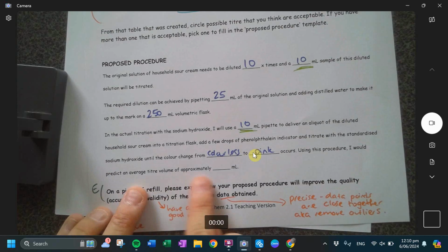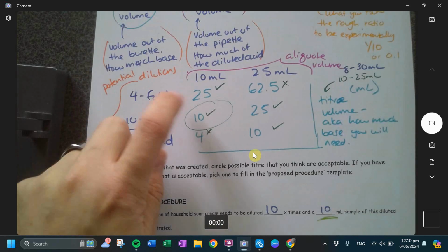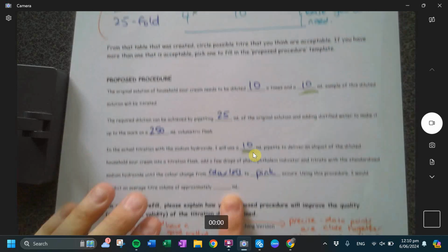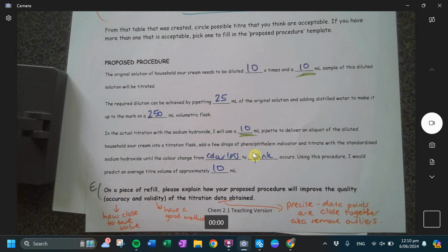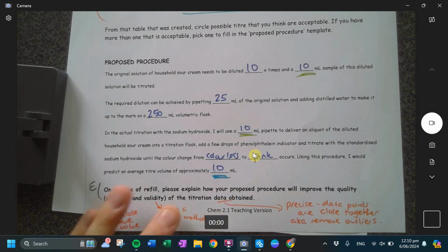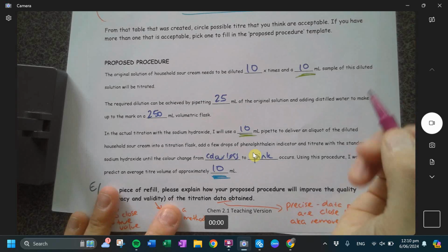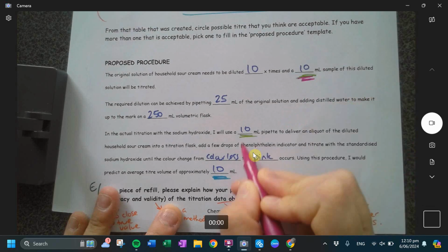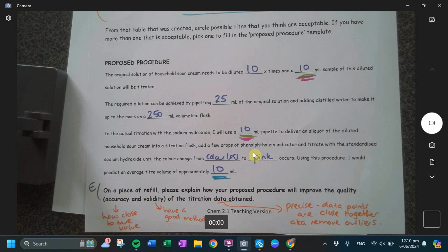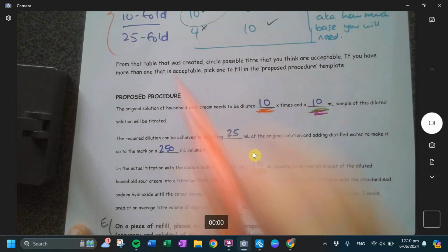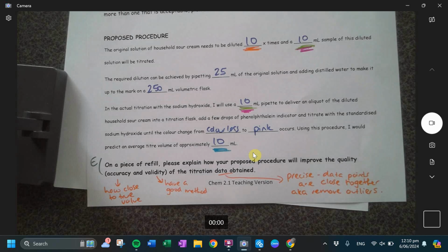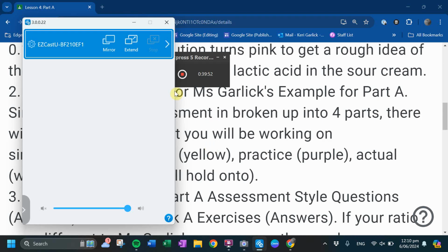I would predict the average titre volume to be approximately, and then I'm grabbing it from this table here. So 10 mL. And I'll just grab the colors. So that is coming from the table. Just going to try to color code it. This is coming from the aliquot volume, and then this is coming from the full dilution from there. Did it disappear again? Sorry, I know I'm talking a lot.